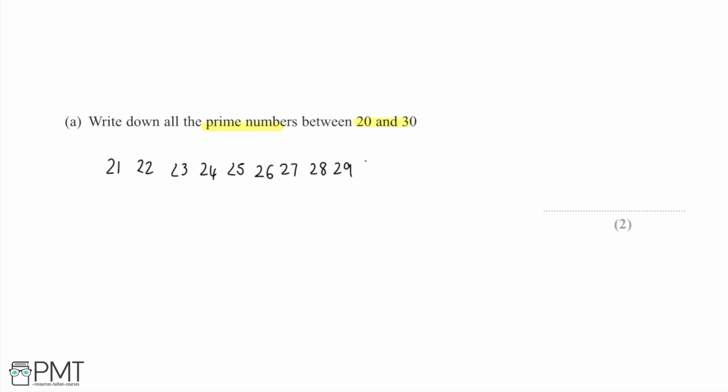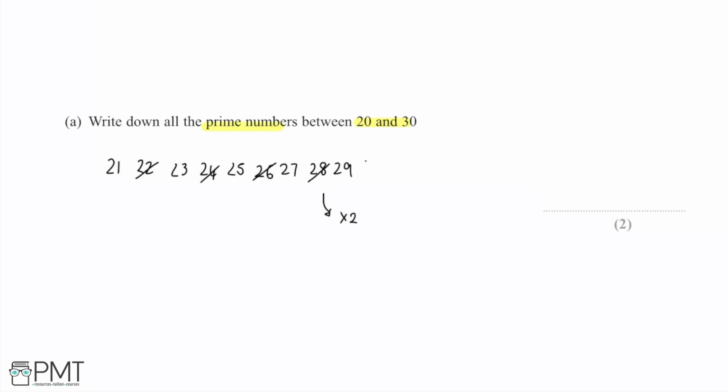And initially here, I'm going to start by crossing off any that have obvious other factors apart from 1 and themselves. So I can take out all of the even numbers, for example, because they all have a factor of 2, so they cannot be prime. So 22, 24, 26 and 28, they're all even, so they have a factor of 2.